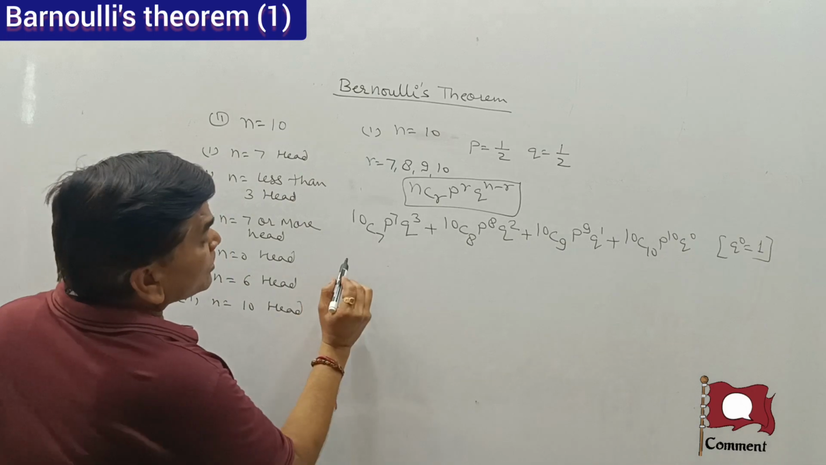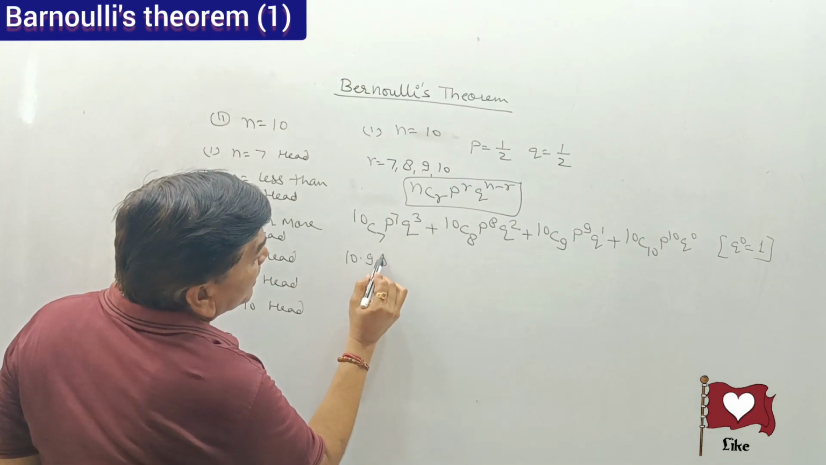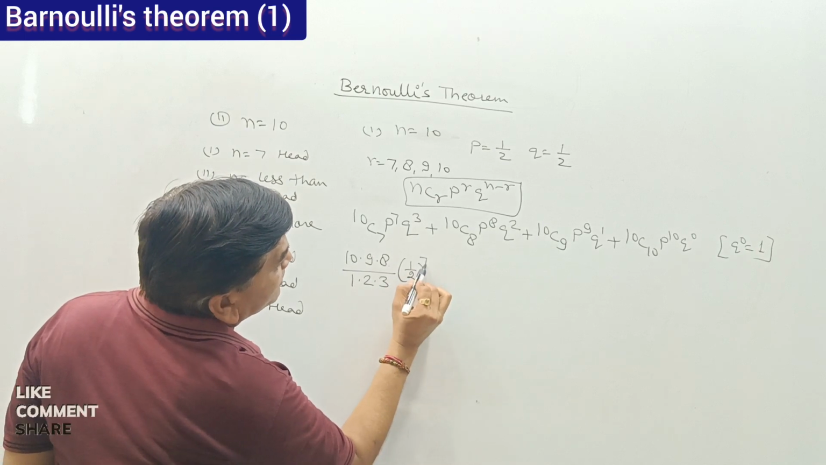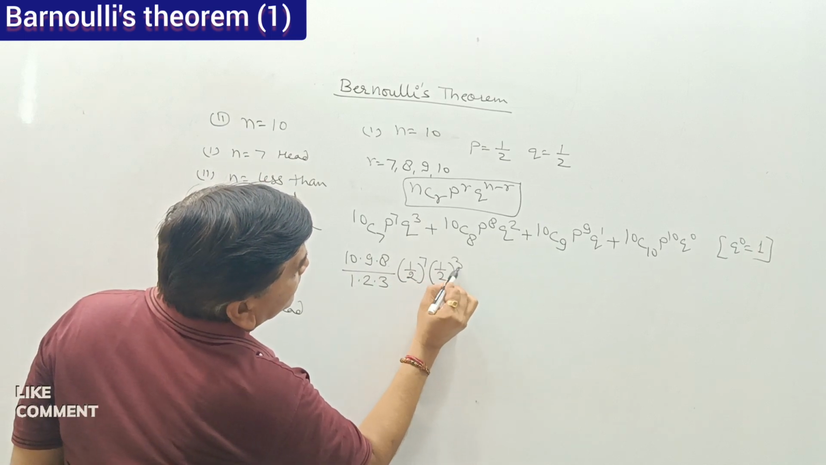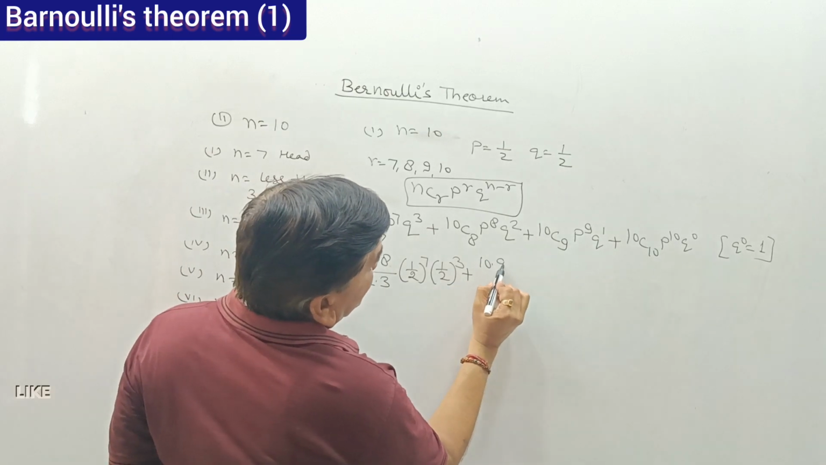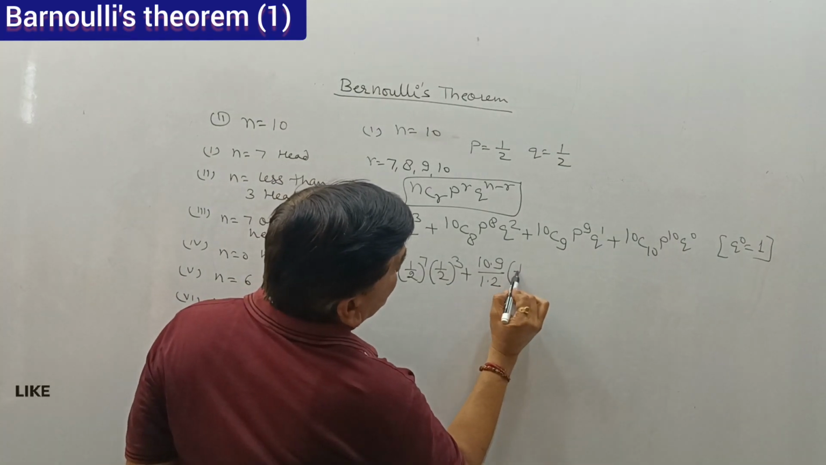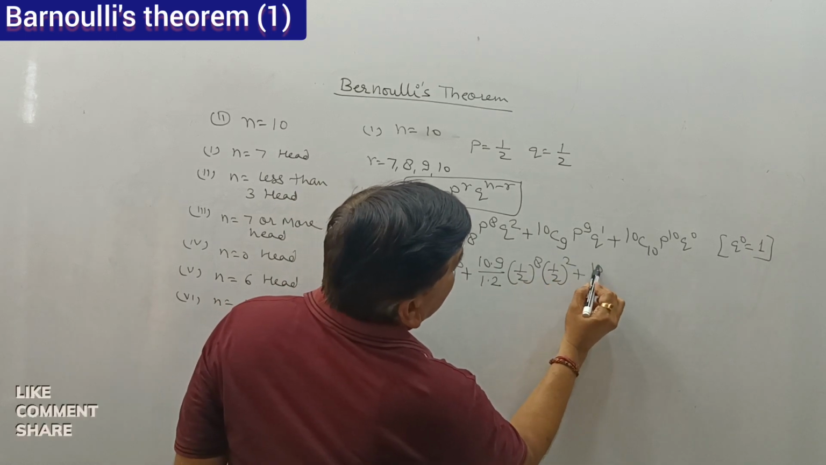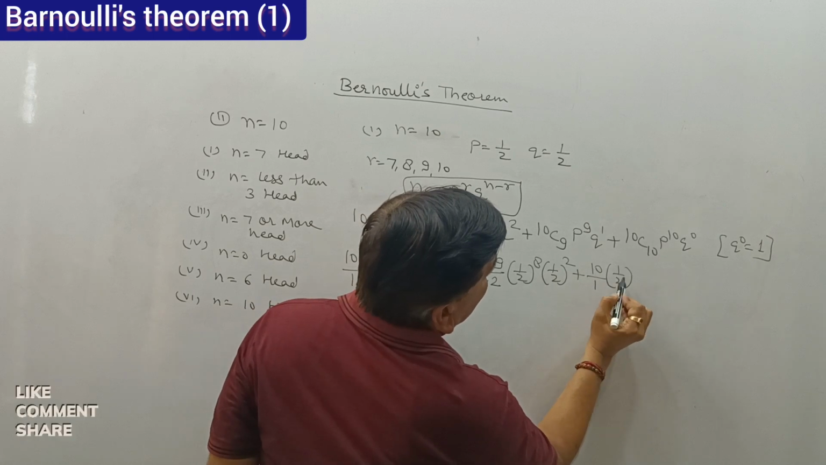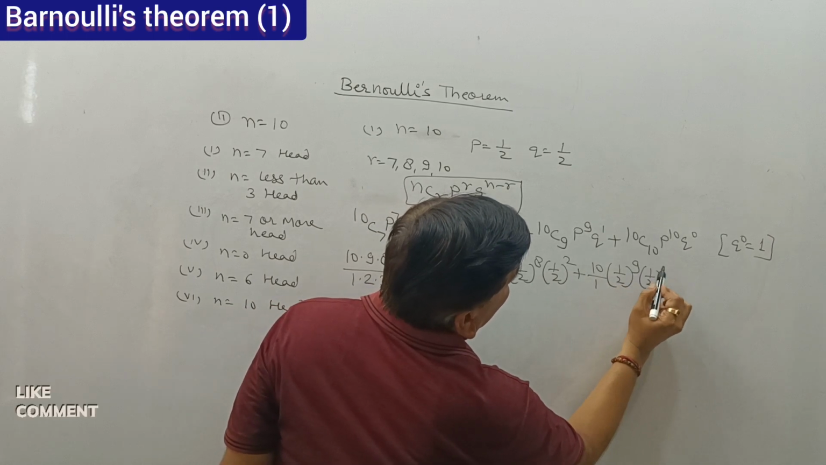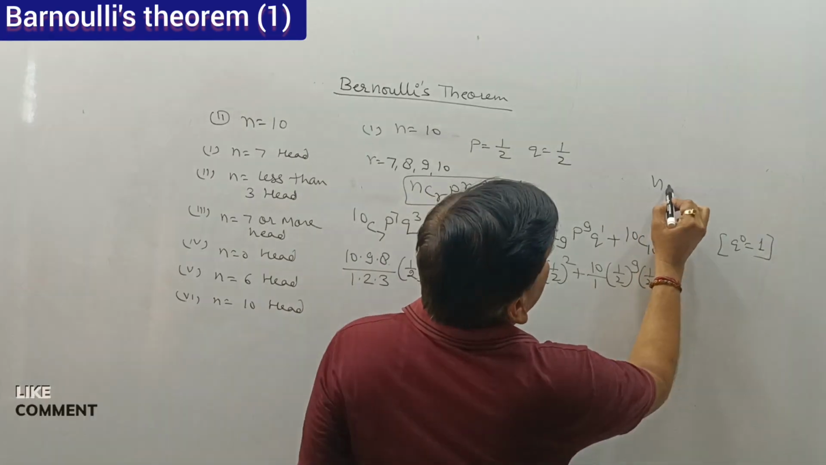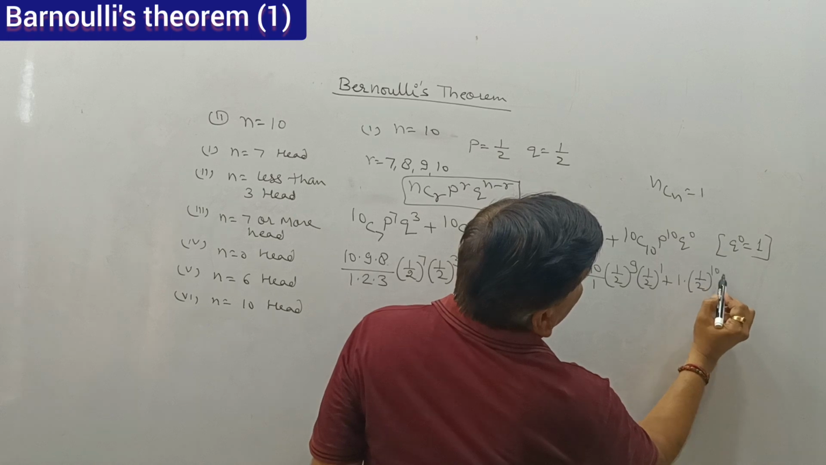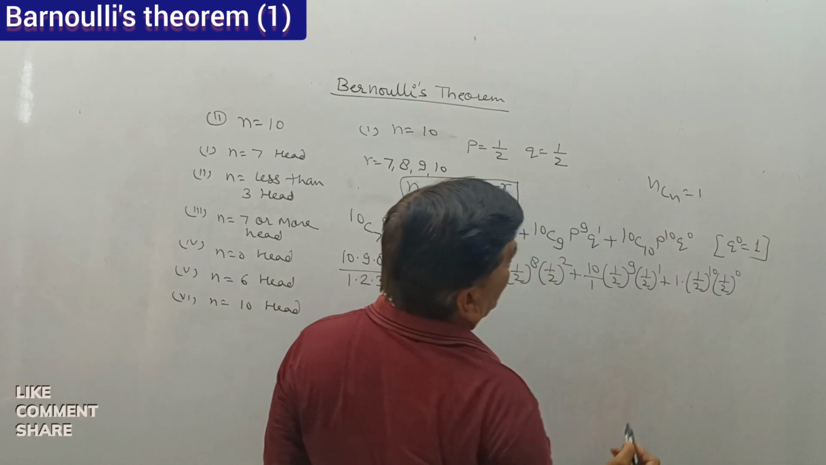Okay. So that is 10 multiply 9 multiply 8 upon 1 multiply 2 multiply 3, 1 by 2 raised to power 7 and 1 by 2 raised to power 3, plus 10 multiply 9 upon 1 multiply 2, 1 by 2 raised to power 8 and 1 by 2 raised to power 2. Then 10 by 1, 1 by 2 raised to power 9 and 1 by 2 raised to power 1, and 10C10, nCn is equal to 1. So 1 by 2 raised to power 10 and 1 by 2 raised to power 0.